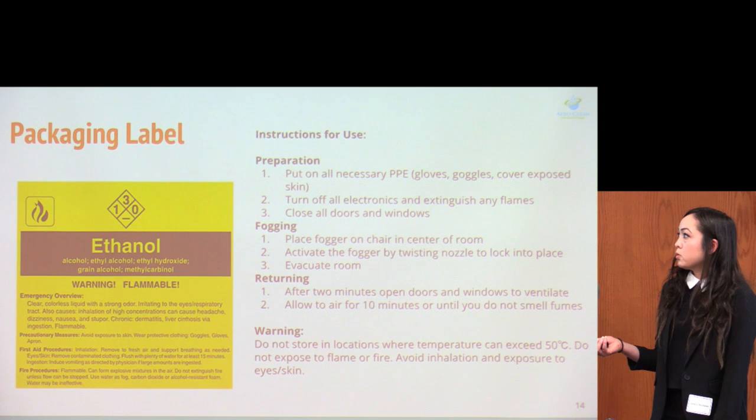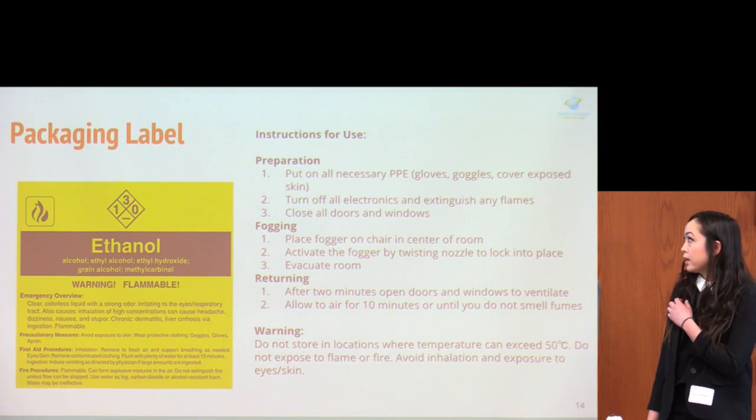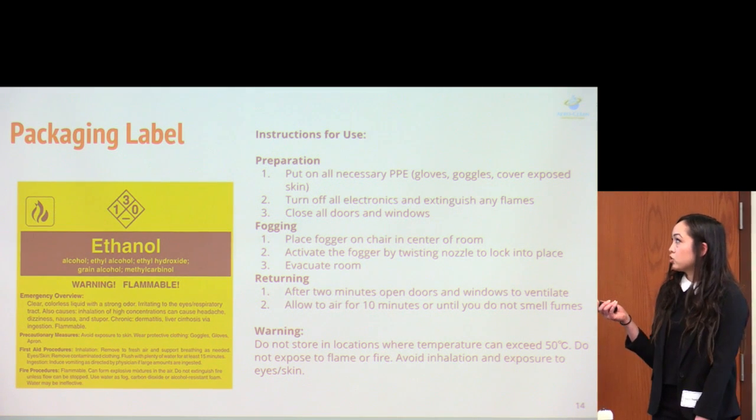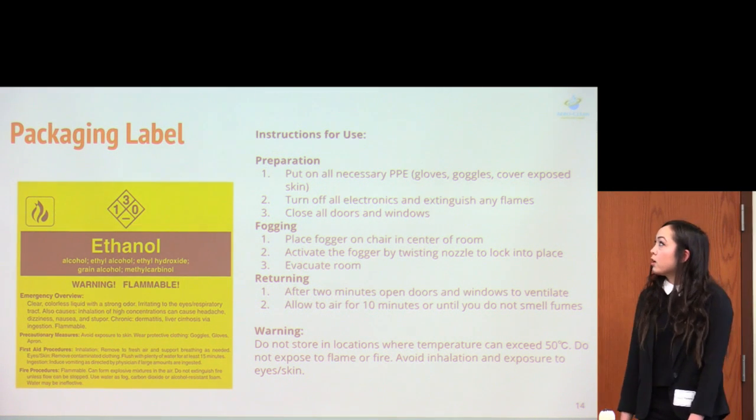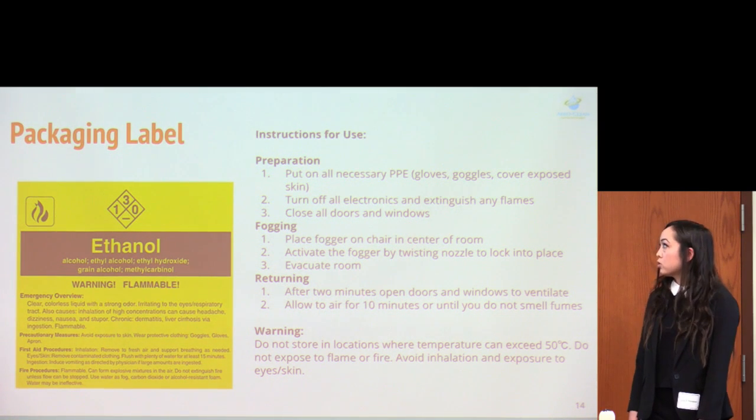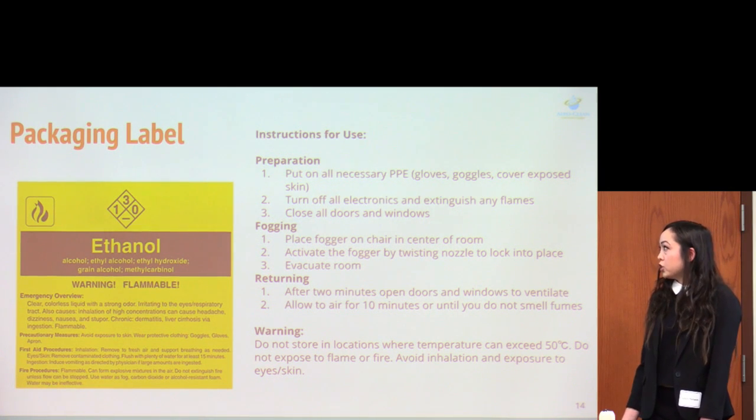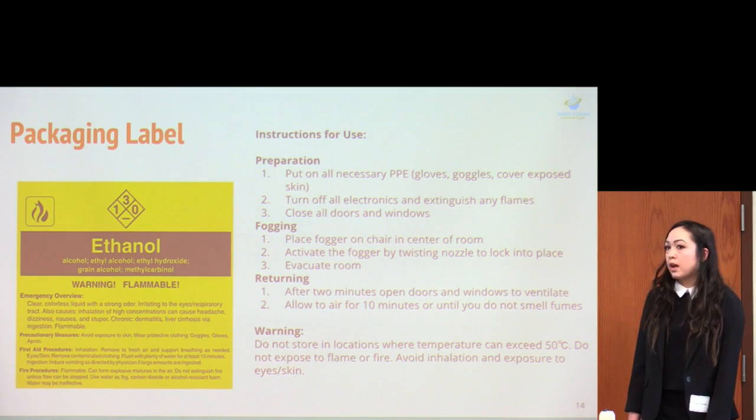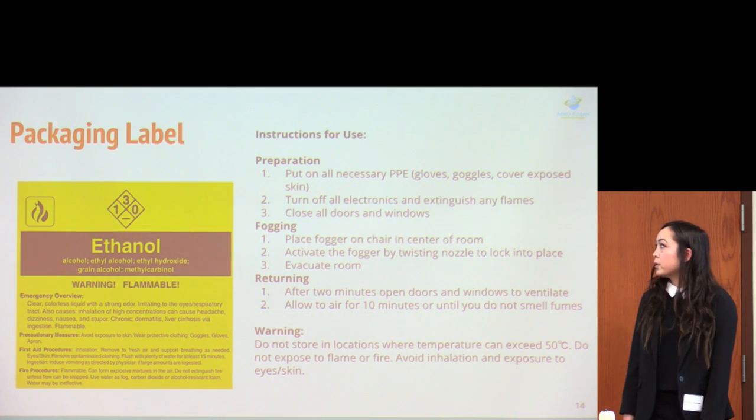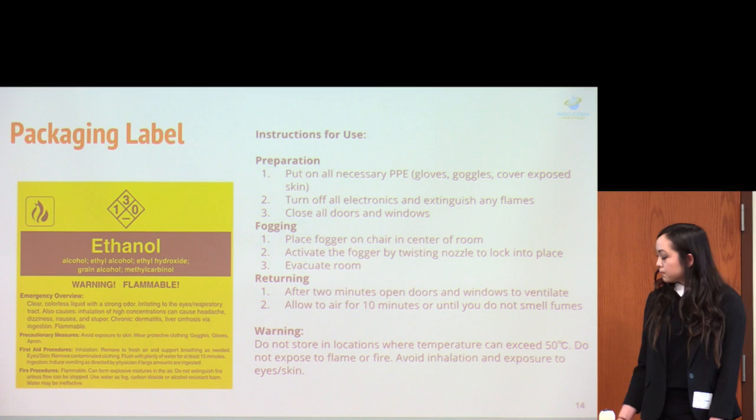For the packaging label, we place a warning label for ethanol because it is flammable, and we also listed the instructions for use. So first, put on all necessary PPE and turn off electronics and extinguish any flames. Close all the doors and windows to the room. To activate the fogger, first put it on a chair or elevated surface and then twist the cap and then evacuate the room. And after about 2 minutes, you can return and open doors and windows to ventilate and allow about 10 minutes to ventilate the area or until you don't smell any more fumes.